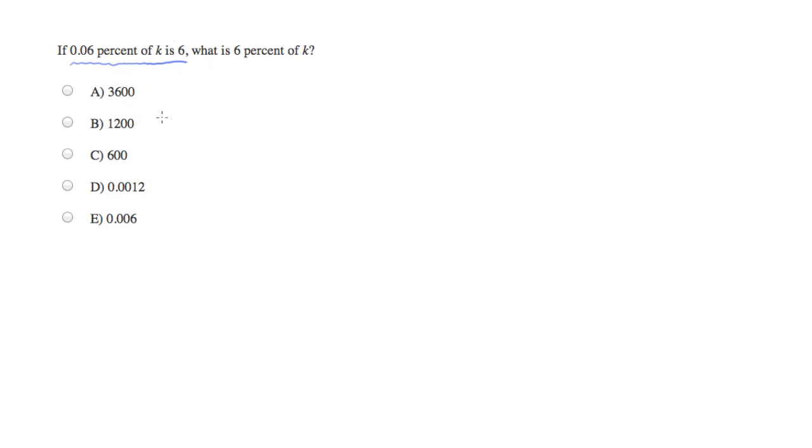And I like to translate these using a code that I use where numbers become themselves. Percent is always divided by 100. Of is multiply. Variable names become themselves. Is, or is equal to, becomes an equal sign. And the number 6 becomes itself.